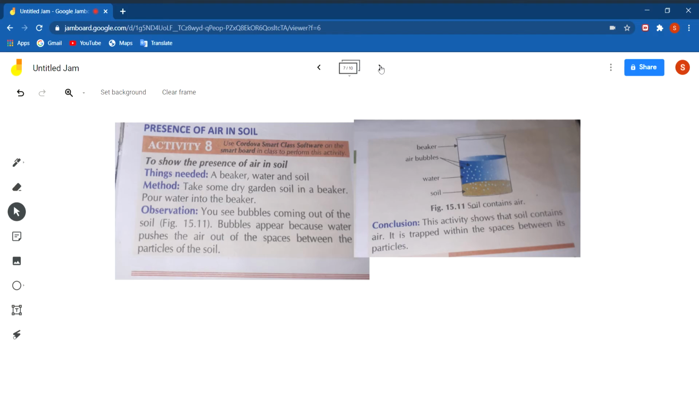From where did these bubbles come? These bubbles came from the air which was inside the soil. So this activity shows the presence of air inside the soil. You know, when the air in the soil is insufficient, when there is a flood, then what happens?